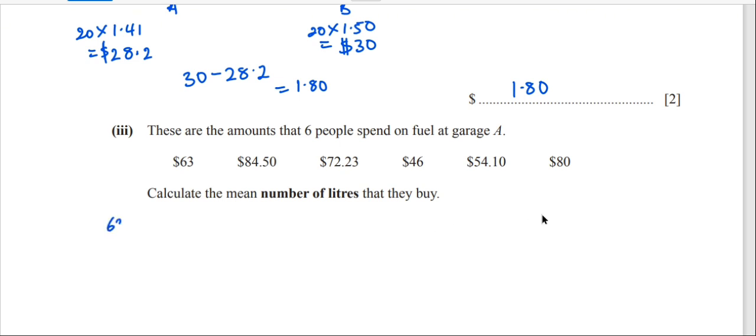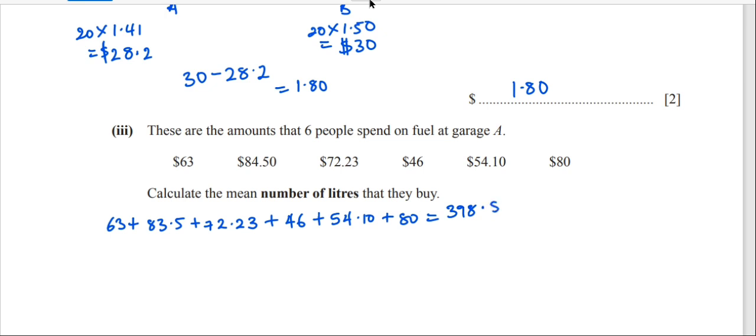So I'm going to say 63 plus 83.5 plus 72.23 plus 46 plus 54.10 plus 80. So that will give you 398.83. Okay, so 398.83. So when you divide it by 6, you are going to have 398.83 all over 6. So that will give us 66.471. So this is the average cost.